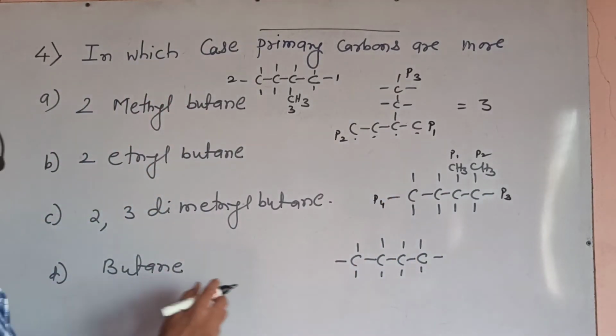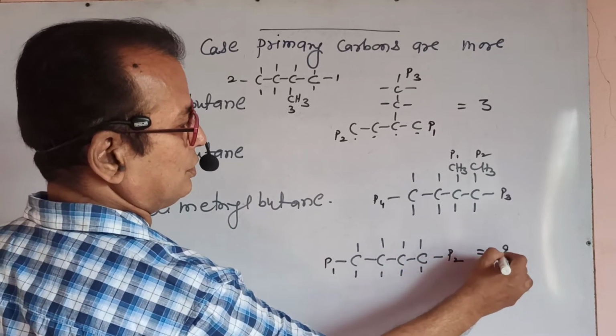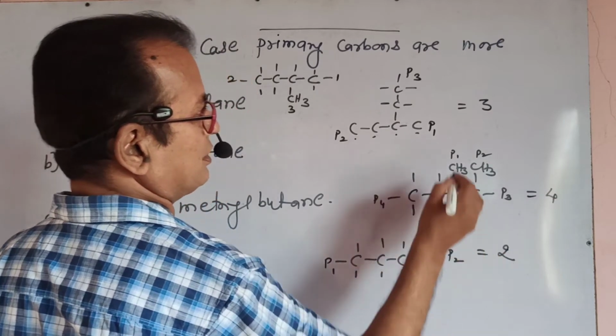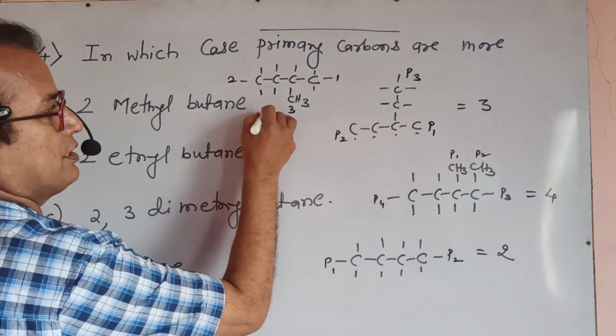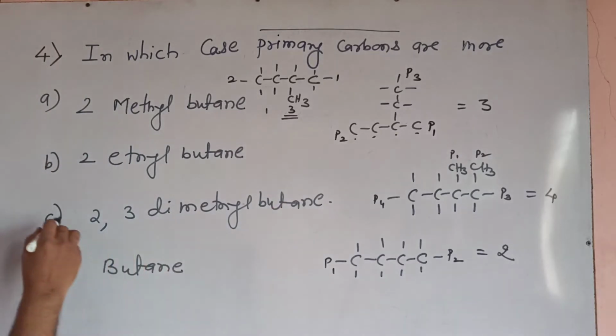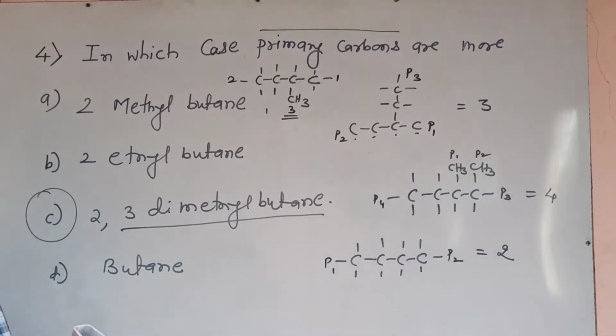2,3-dimethyl butane. Primary 1, primary 2, primary 3, primary 4. And butane, primary 1, primary 2. Means here 2 primary carbons are there. Here 4 primary carbons are there. Here 3 primary carbons are there. Here also 3 primary carbons are there. So the answer is 2,3-dimethyl butane.